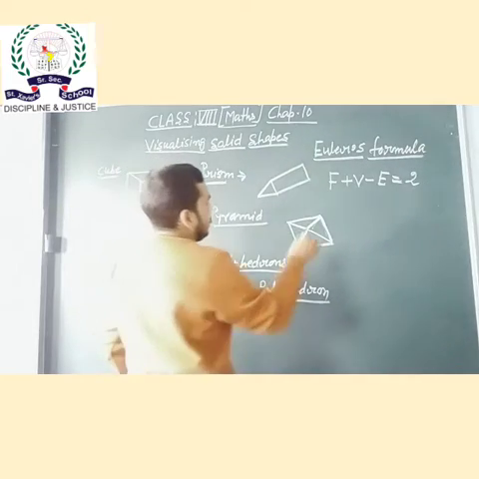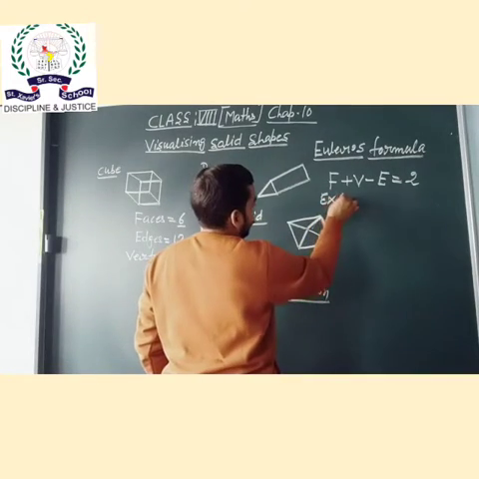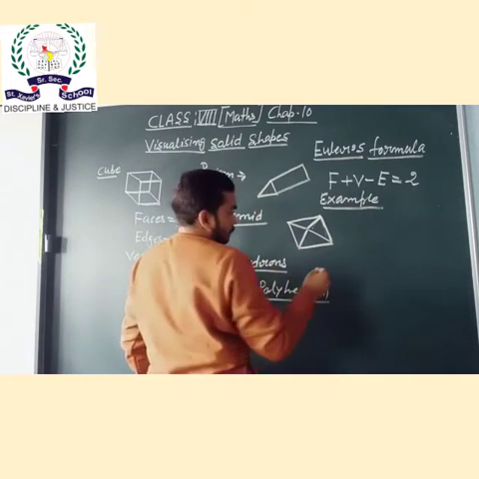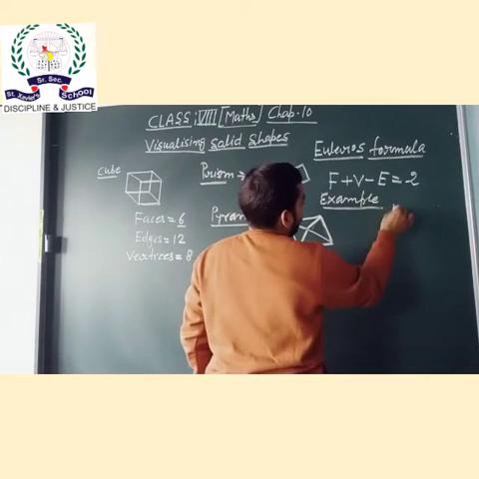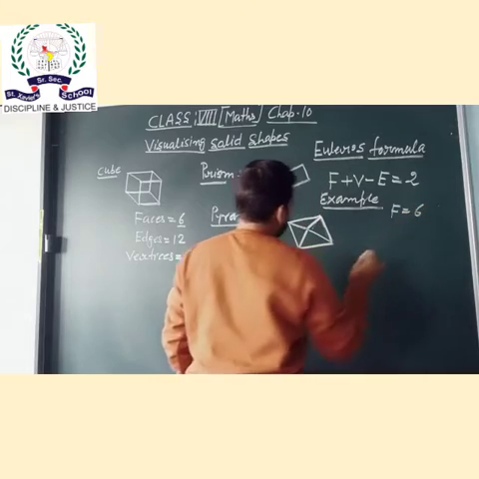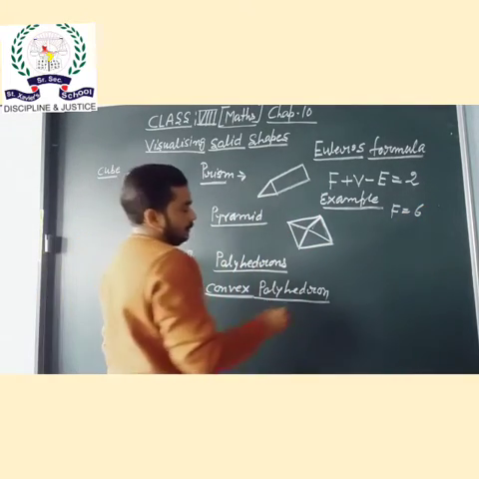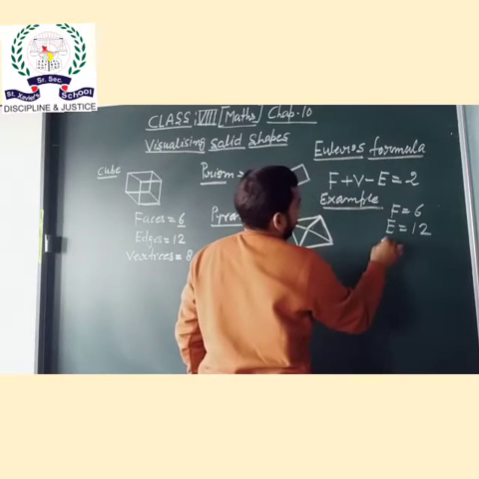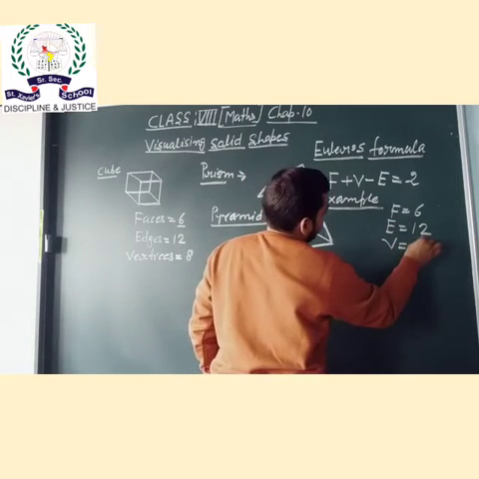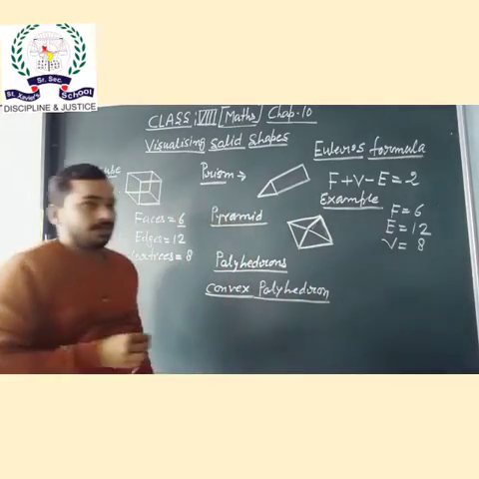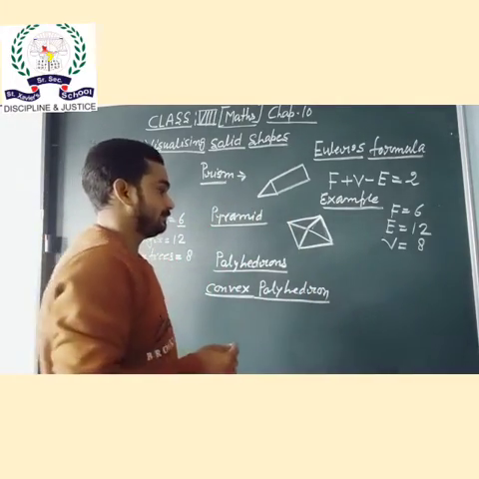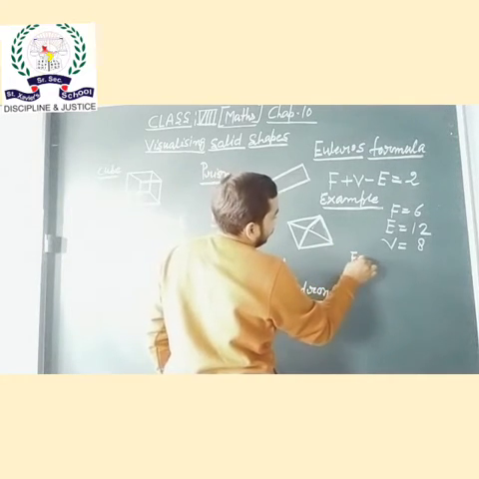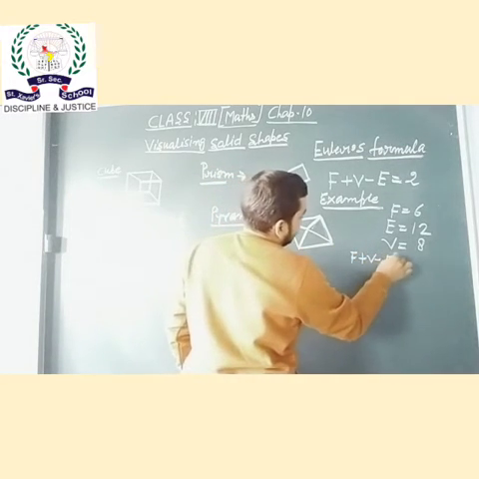For example, if we are talking about a cube, the number of faces in the cube is 6, the number of edges is 12, and the number of vertices is 8. Then if we verify Euler's formula, according to Euler's formula, F plus V minus E equals 2.